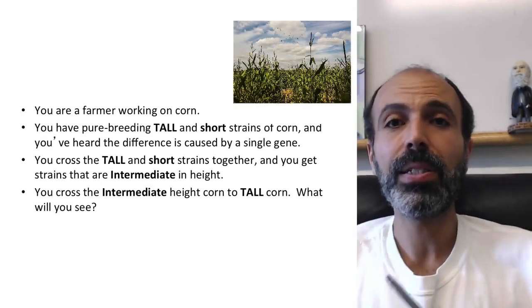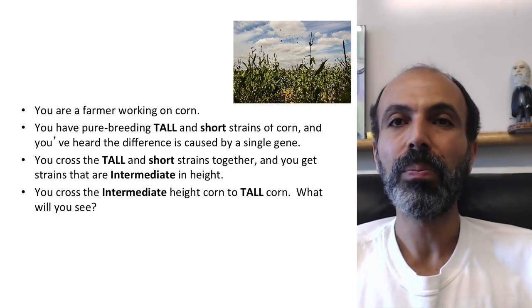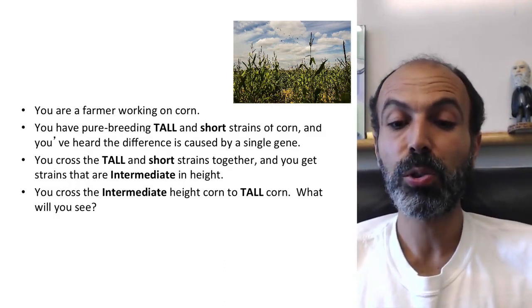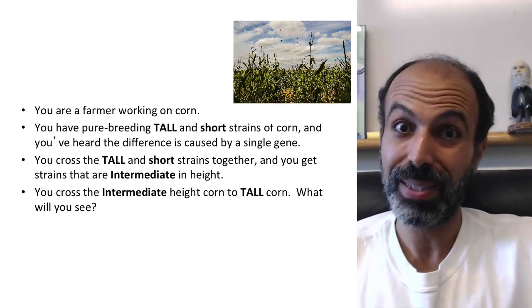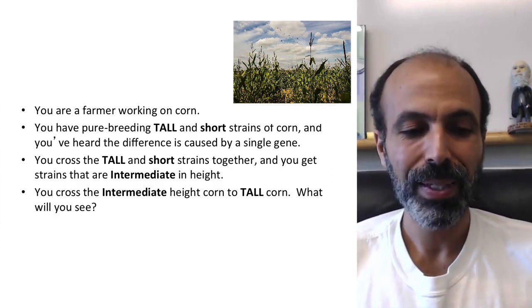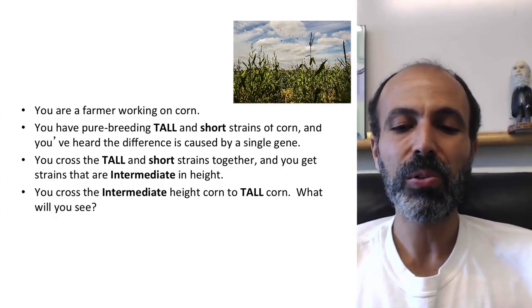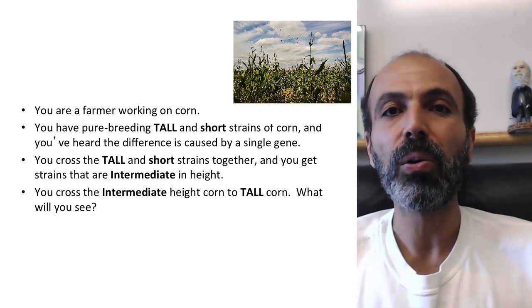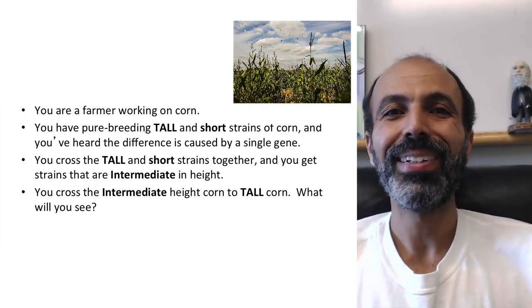So this is starting similarly. You're a farmer working on corn. You have your pure breeding tall and short strains. You cross the tall and short strains together and you get intermediate height corn. This is again very similar to the previous problem. You cross the intermediate height corn to the tall corn now. So you're crossing intermediate height corn to pure breeding tall corn. What will you find?